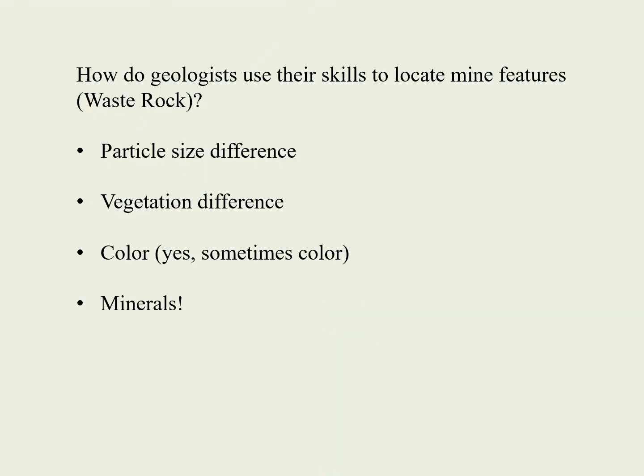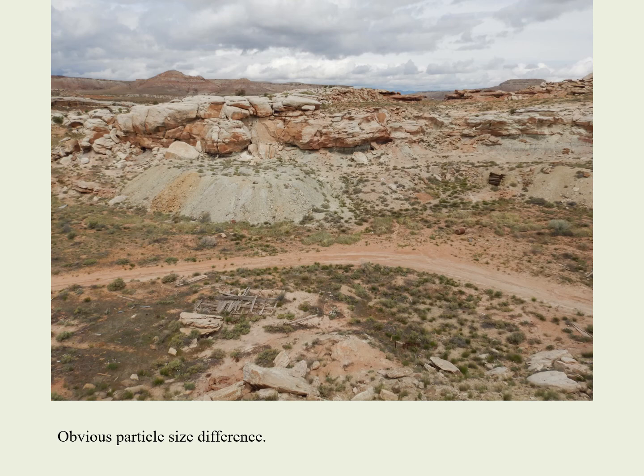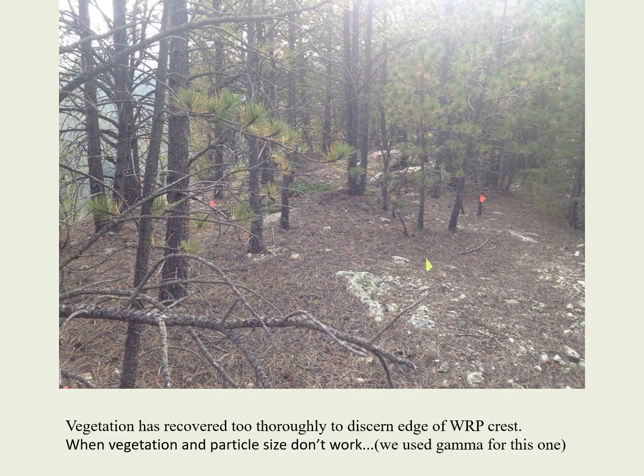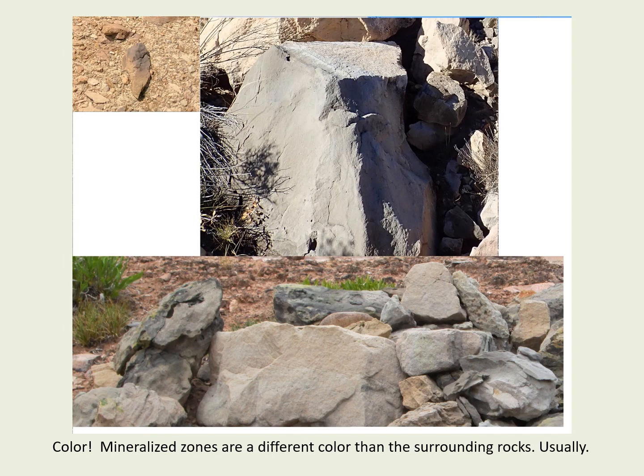How is waste rock differentiated in the field? We use several criteria. Sometimes waste rock is glaringly apparent. Sometimes not so much. In cases like this, vegetation is your friend. And sometimes vegetation doesn't really help much. We've already seen how color can be an indicator.